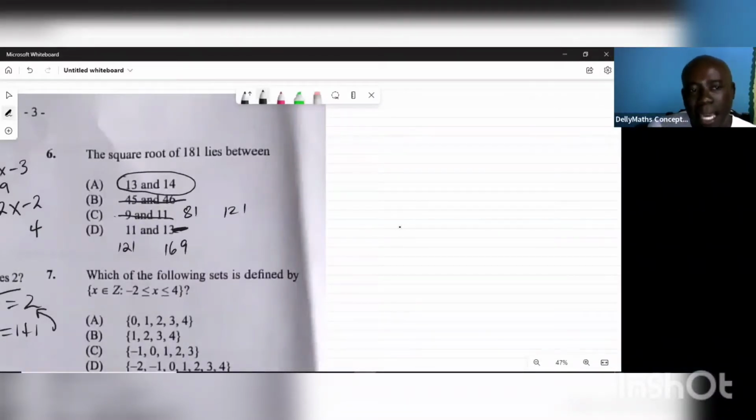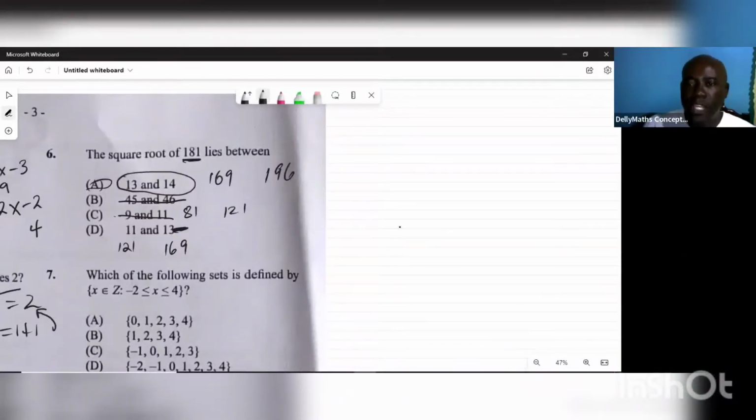So the answer is A, because 13 square is 169, 14 square is about 196, and thereabout you would have seen that 181 is between these. So they said the square root of this number lies where? It's between 13 and 14. So you would have picked A and you move on.